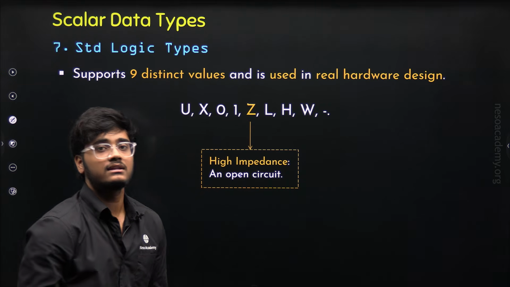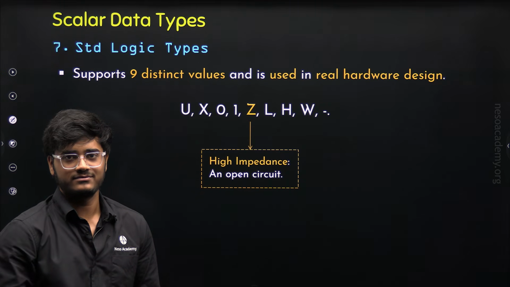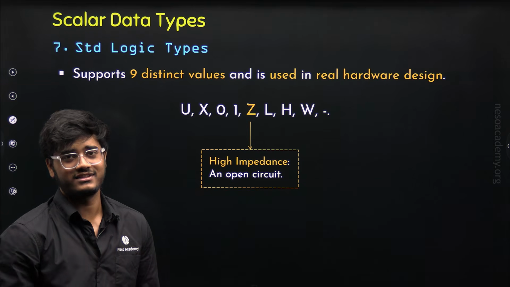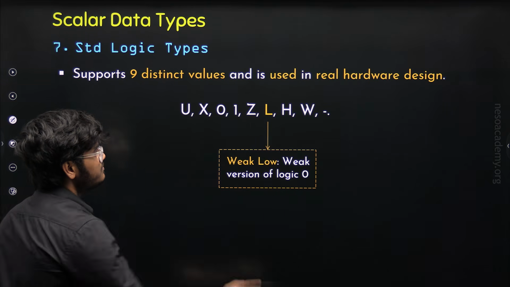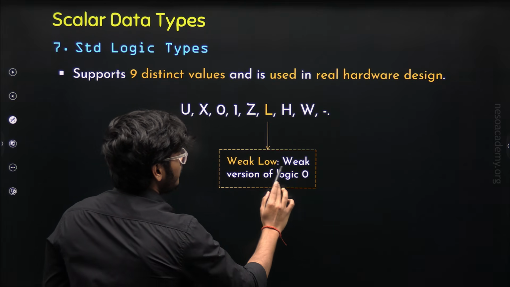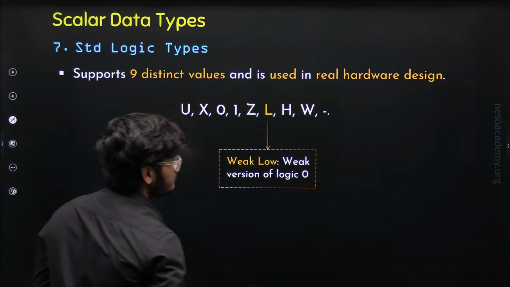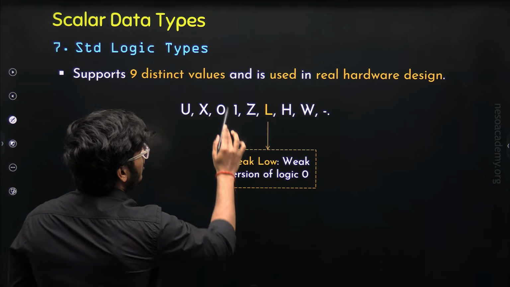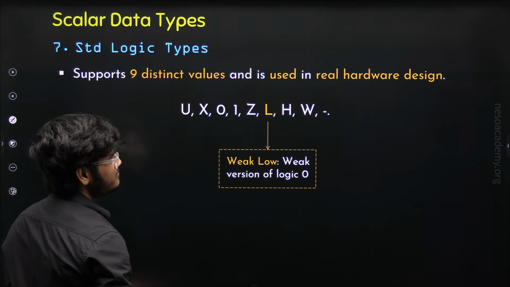High impedance means the signal is disconnected, which represents an open circuit. Next value, L, which is weak low. Weak version of logic 0. Weak low means almost binary 0.